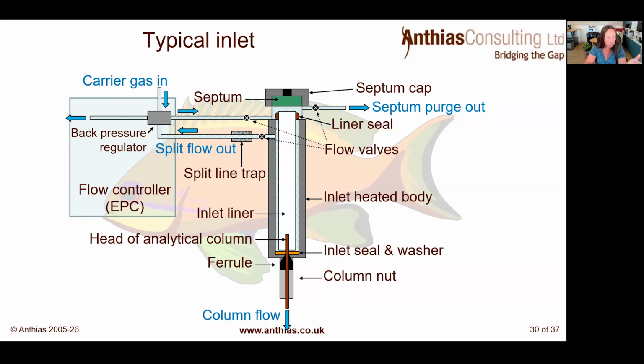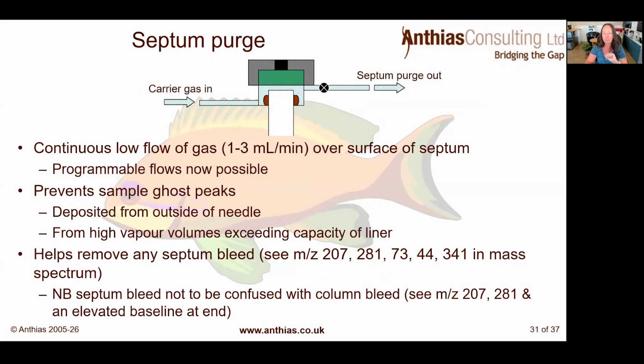So if the column is in too far, again, you can get those dead volumes and poor peak shapes and tailing peaks, sometimes split peaks as well, or ghost peaks. And of course, we're going to inject our sample into our GC inlet liner. So we've got lots of places for things to go wrong in our GC inlet, and of course, lots of consumables to go and replace.